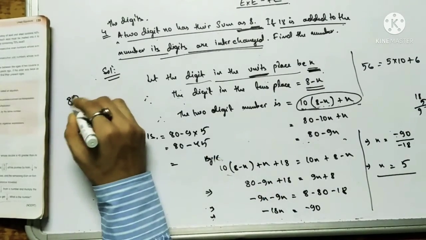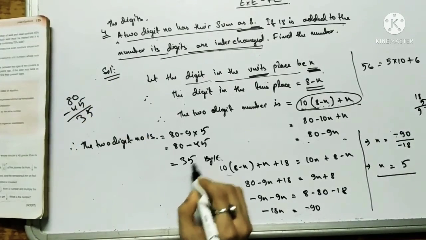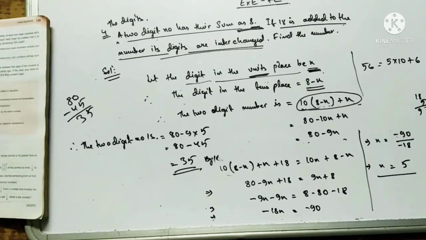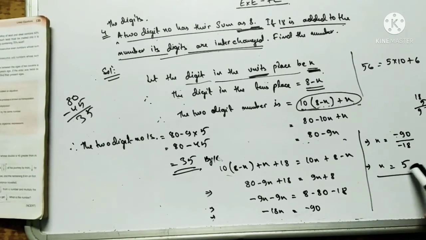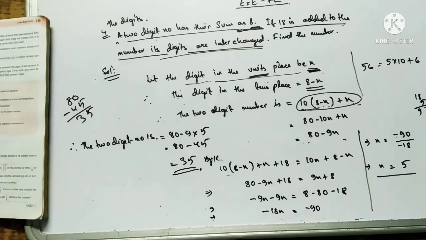Now let's see. 80 minus 45 is 35. Okay, this is the answer. Understand? This is just one simple mistake I made. 90 divided by 18 is 5, not 4. If you put it here, ultimately you will get the answer 35.